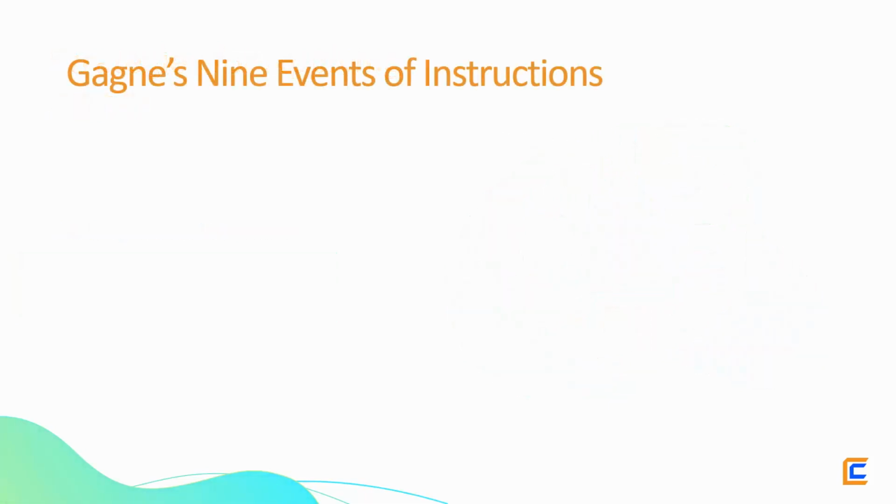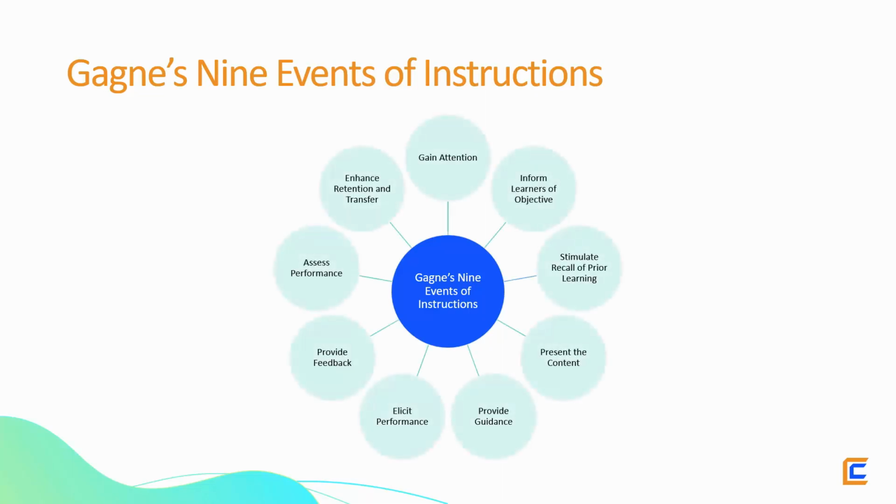Robert Gagne, an education psychologist, proposed a model in 1965 called Gagne's 9 Events of Instruction. This model consists of 9 steps that act as an outline for instructors to design effective learning. Let us briefly look into these 9 events.